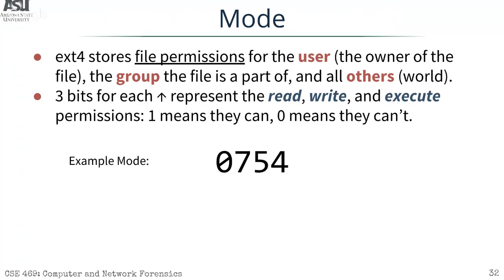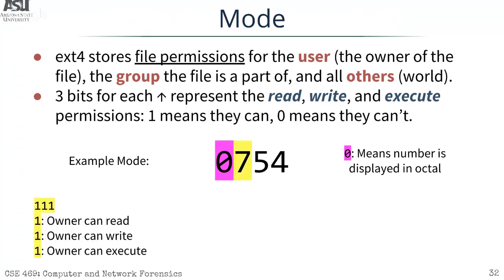So let's use an example. This example has the mode 0754. The 0 really just means that we're displaying this number in octal, not decimal. Why do we do it that way? Well, because it's just easier. Let's take the first one. The 7 corresponds to the user. So 111 for read, write, and execute means that the owner can read, can write, and can execute.